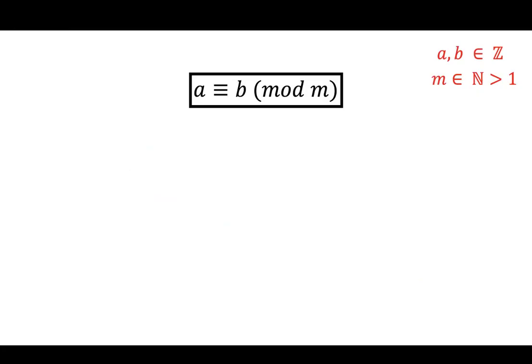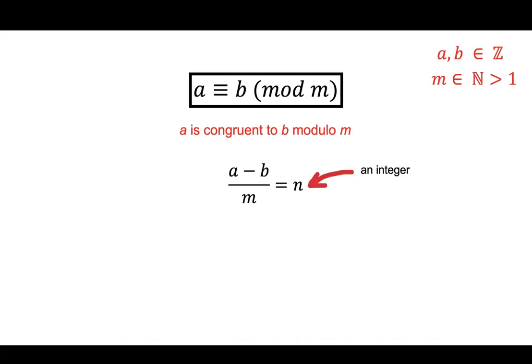The notation for modular arithmetic is as follows. Given integers a and b and the natural number m greater than 1, the equation in the black box is read, a is congruent to b modulo m. What this means is that if you subtracted b from a and divided the expression by m, you get an integer n. If we rewrite this way, assuming a is greater than b, this means b is the remainder.